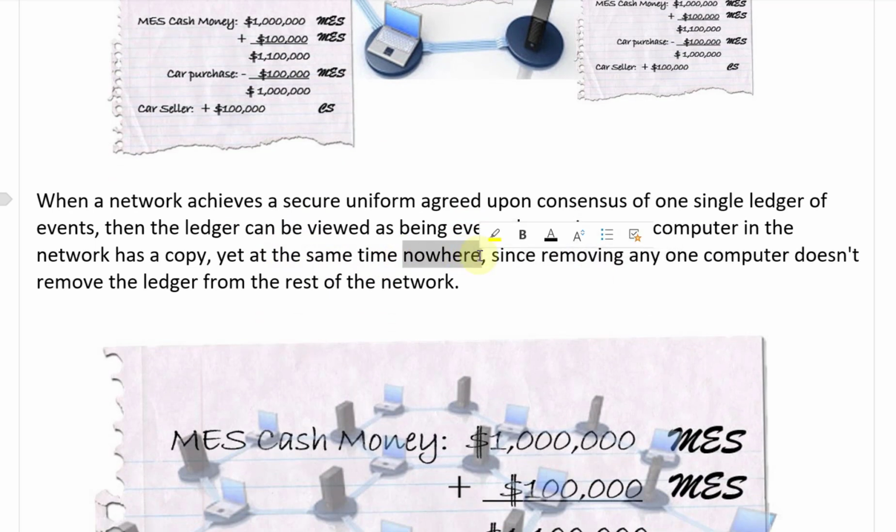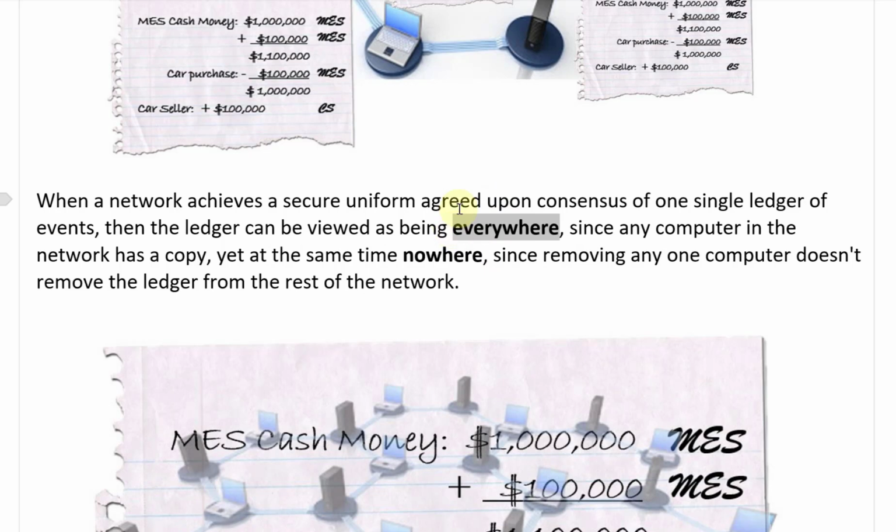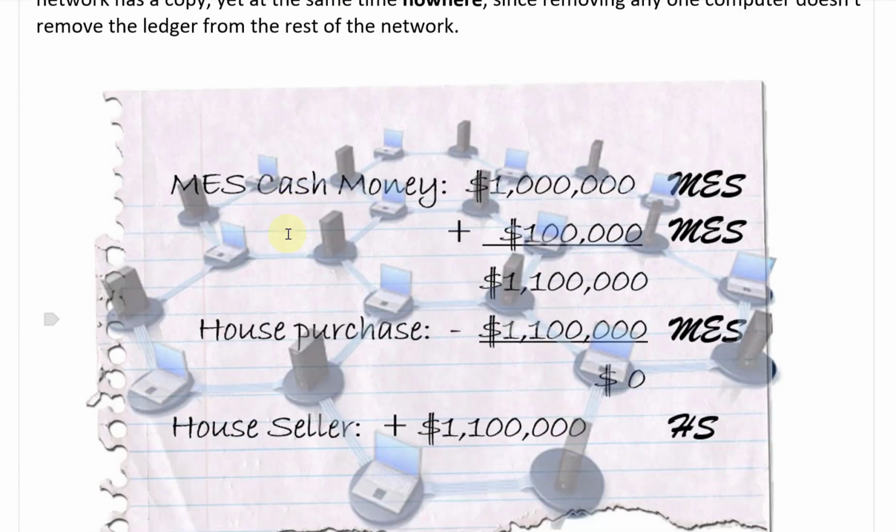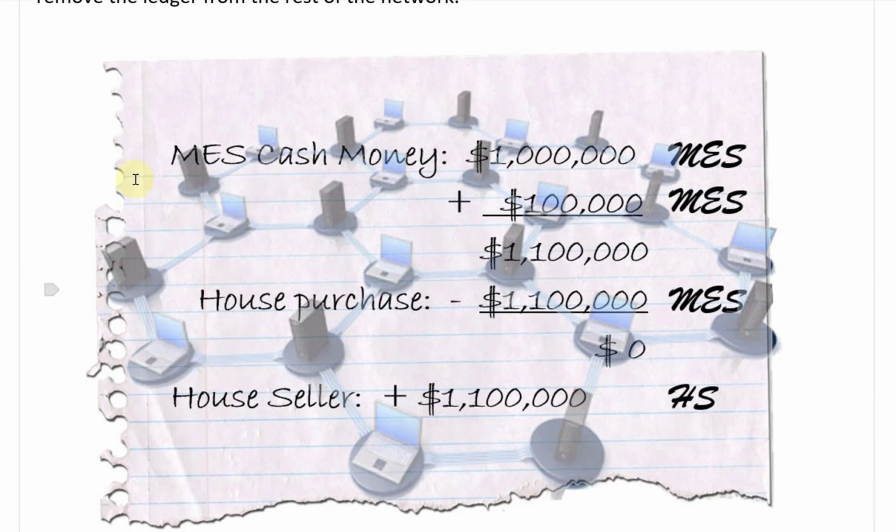I'll put that in bold. So it's everywhere since any computer in the network has a copy, and nowhere since removing any one computer doesn't remove the ledger from the rest of the network. This is a pretty cool visualization. So here's my ledger, and all these computers are trusting it, and that's my $1 million.